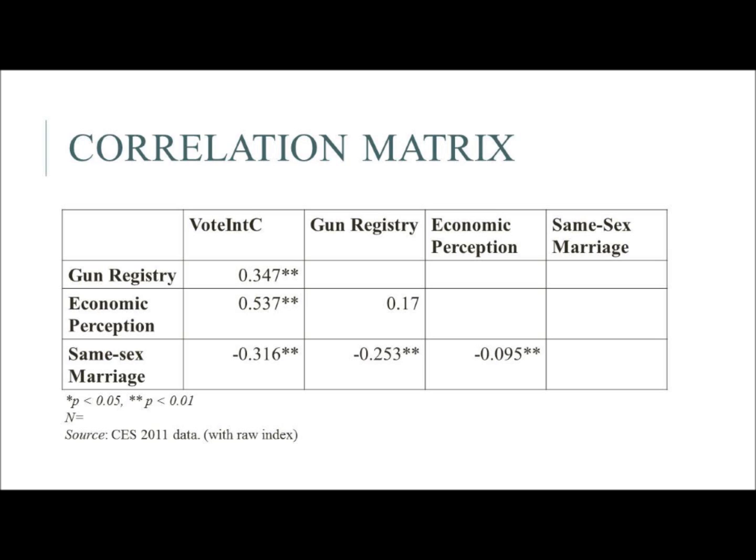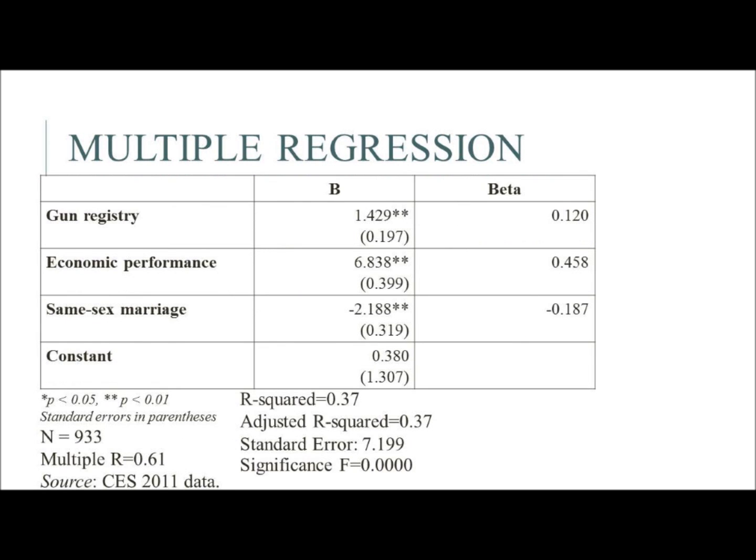The two asterisks indicate that the statistical significance of each relationship is at the 0.01 level, meaning that the results were not due to chance. Looking at the B values, we see that a category change in attitudes towards scrapping the gun registry is associated with a 1.428 unit change in conservative vote intention. Second, we see that a category change in perceptions about the performance of the economy is associated with a 6.838 unit change in conservative vote intention. Both of these unstandardized regression coefficients are positive, indicating a positive relationship.